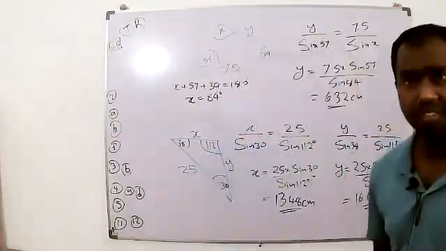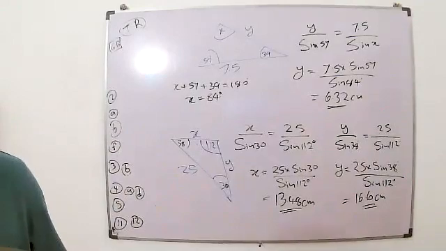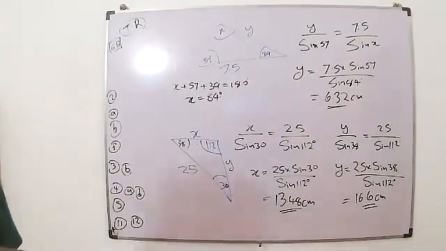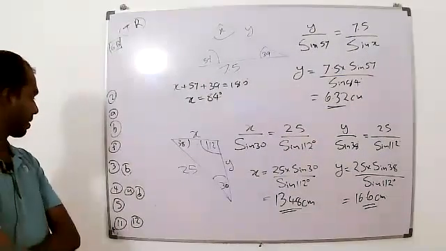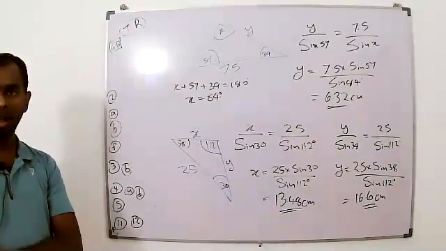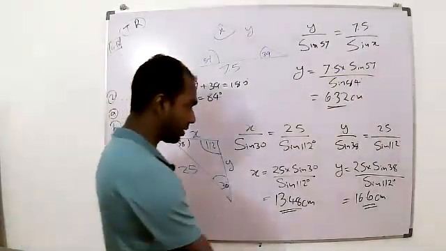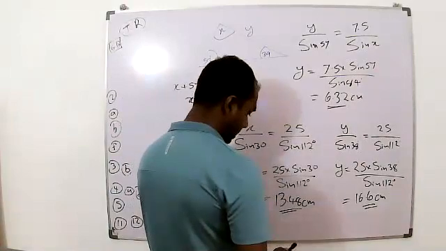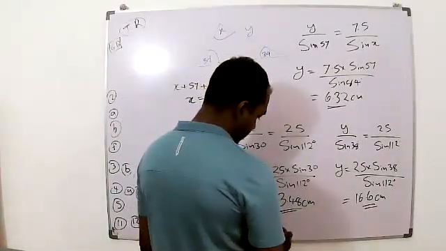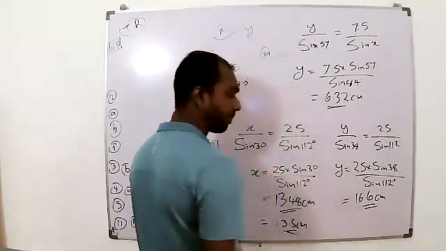Are they asking for three significant figures? They are not exactly asking. You can write whatever you want. That's okay because in the earlier questions they have asked for three significant figures. So you can round off to the first decimal place here as 13.5 cm. It's not wrong.